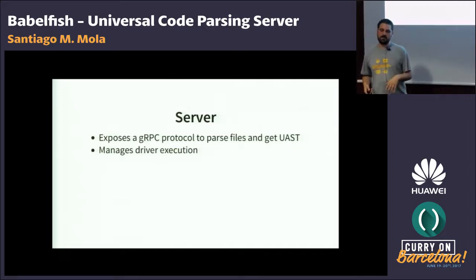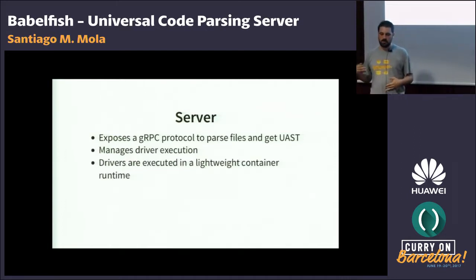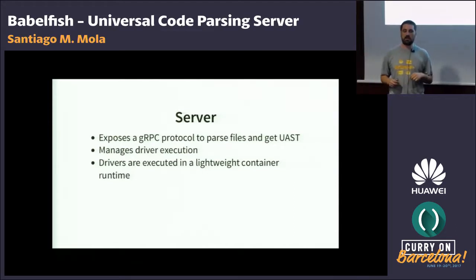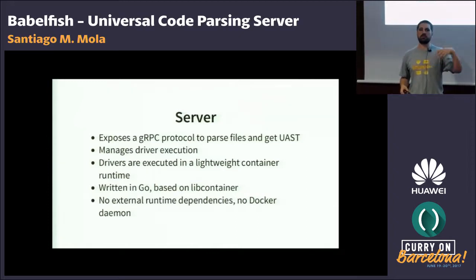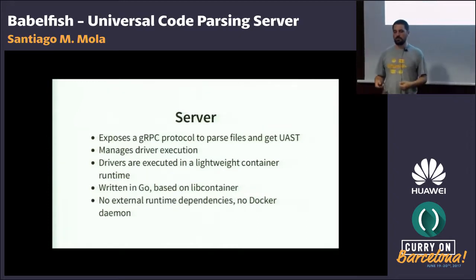And then we have the server. The server exposes a gRPC protocol to parse files and get the UAST and manages the execution of drivers. These drivers are executed in a lightweight container runtime. It's its own runtime, not actually Docker. So it's written in Go and using libcontainer, which is the library that Docker uses to execute containers under the hood. So the server executes drivers as containers based on Docker images, but doesn't really depend on a Docker daemon on runtime, or actually it has no other runtime dependencies, which is pretty convenient for deployment.